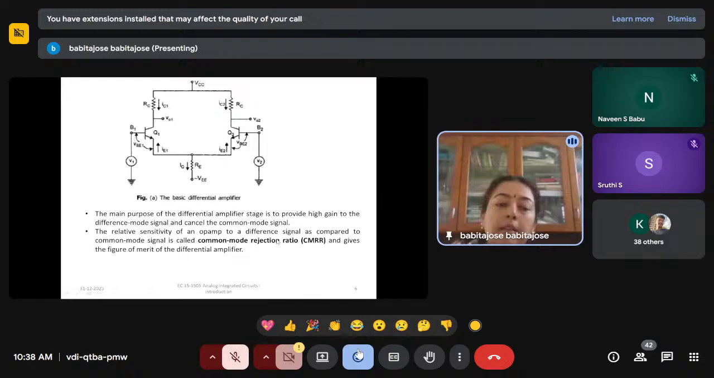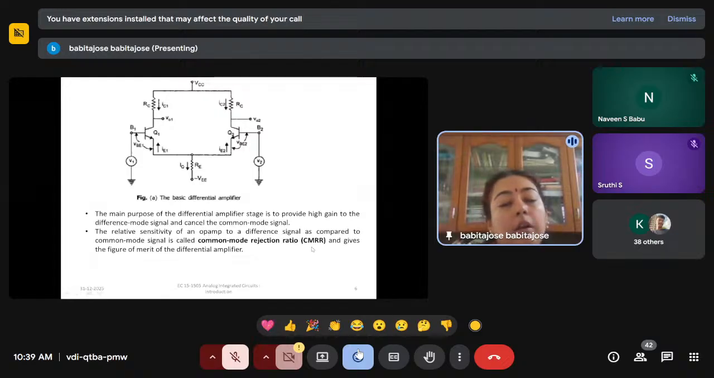And it shows the figure of merit of the differential amplifier. So from the name itself, it is clear, CMRR, that is common mode rejection ratio. That is how well it can reject the common mode signal and how well it can amplify the difference signal. So it should provide high gain to the difference signal and cancel the common mode signal. So that ability or that sensitivity of the op-amp is called the common mode rejection ratio, CMRR.